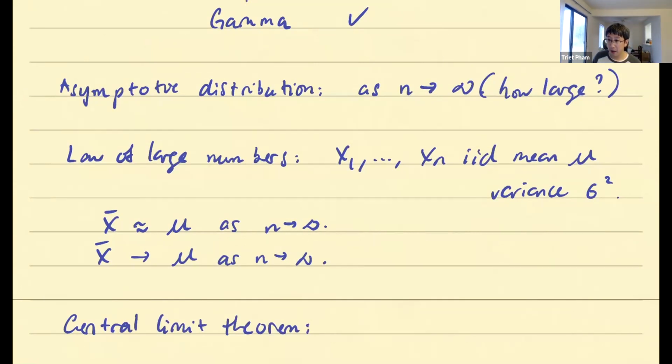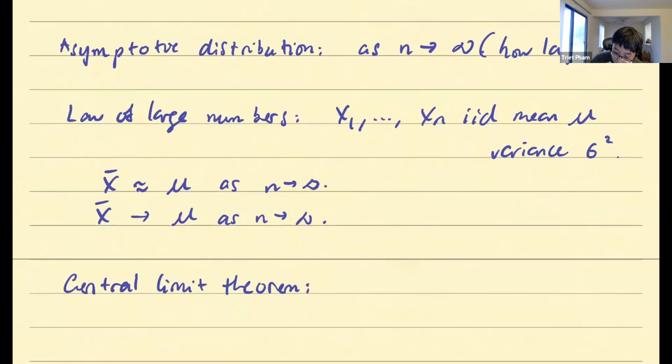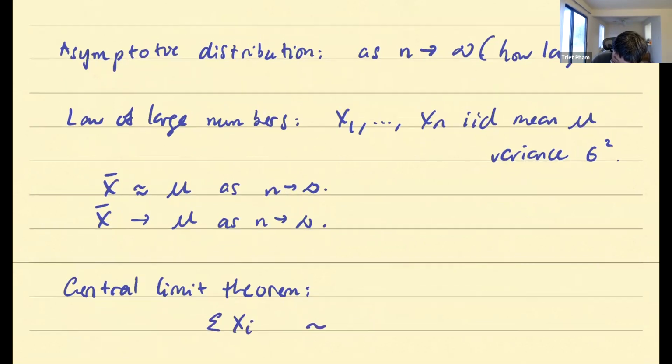Where it tries to make this a little bit more precise. Because when you say it's close to mu like this, you're not saying what distribution it takes. Okay, you did not say what distribution it takes. So again, same context, mean mu, variance sigma square, IID, then I'll make two statements. They're equivalent. The sum of Xi approximately has distribution normal with mean n mu and variance n sigma square.